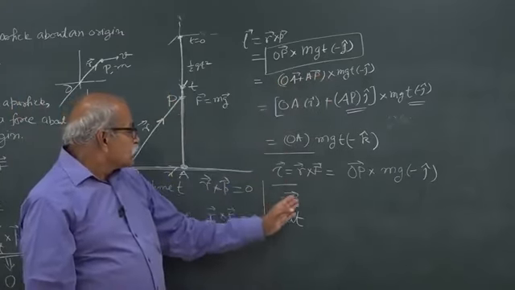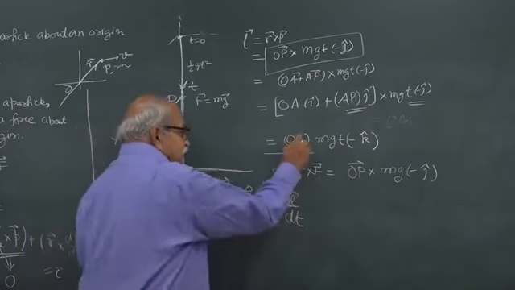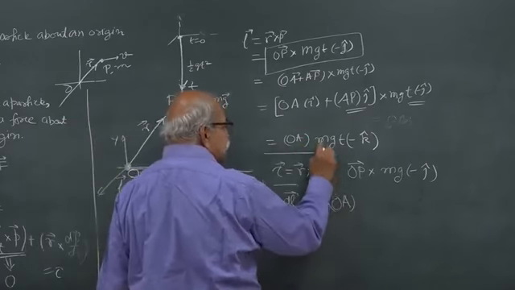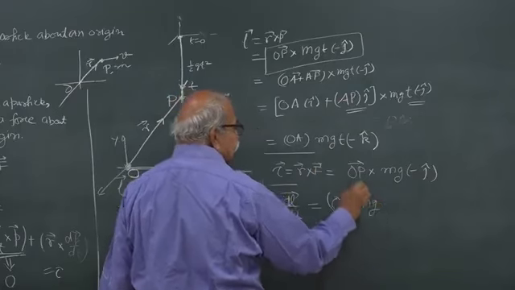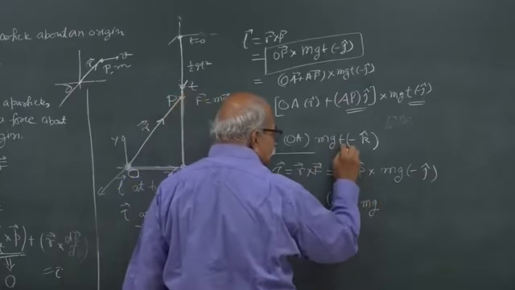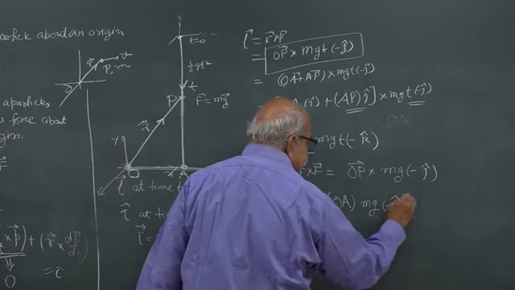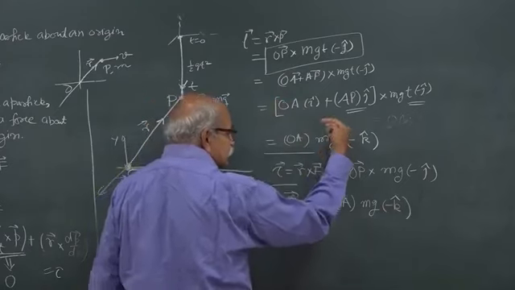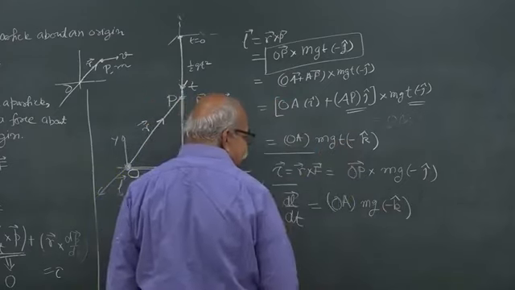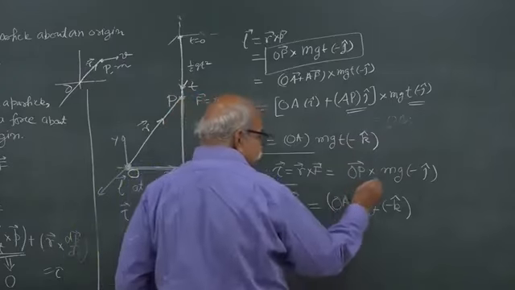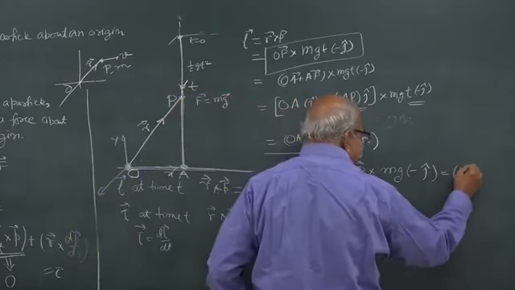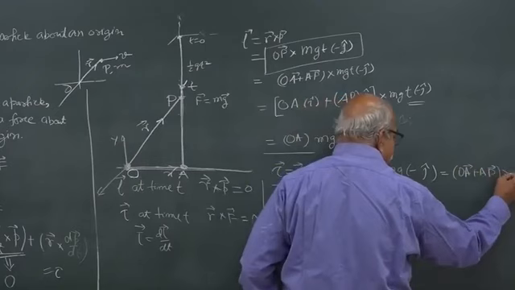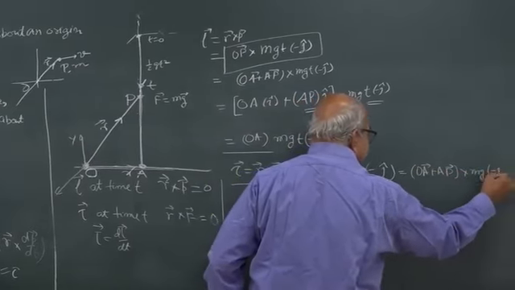So, your dL/dt, if you take from here, OA is fixed, correct, OA is fixed. So, this is OA and then mg is fixed and differentiate with respect to time. So, it is 1. So, it is minus k cap. So, OA into mg and then differentiated here minus k cap. And what is this? This also you can work out. This is OA plus AP and then cross mg and minus j cap.